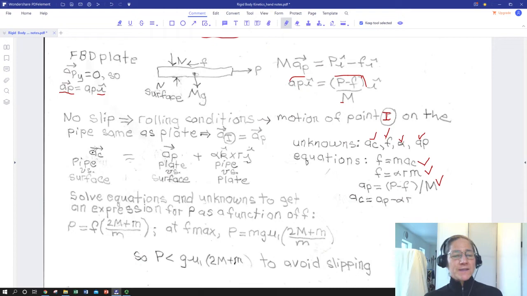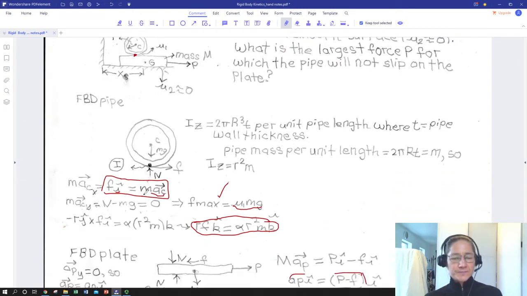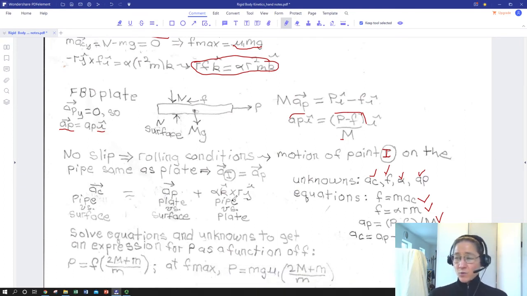So we can say that the acceleration of the center of mass of the pipe versus the surface that it's sitting on here, not versus the plate, but versus the surface, is going to be equal to the acceleration of the plate versus the surface plus the acceleration of the pipe versus the plate. So basically any point on that pipe, we know how it moves versus the surface via the kinematics of rolling. We know the plate's accelerating across the surface because of a single net force in the i hat direction.